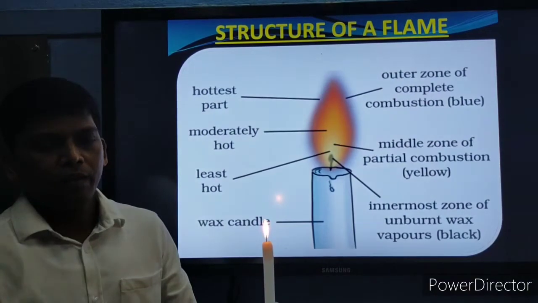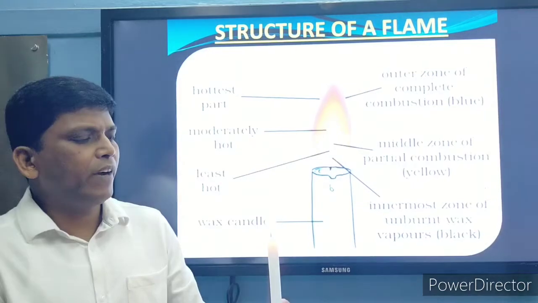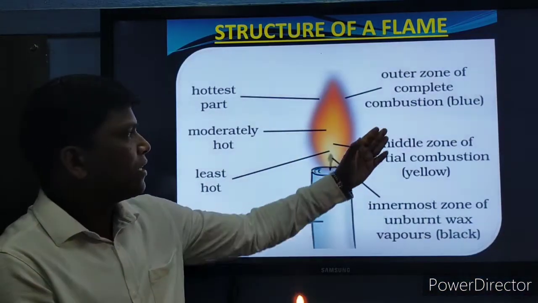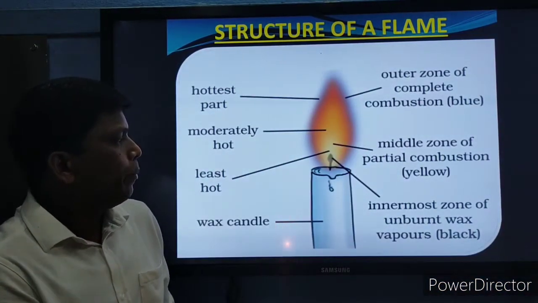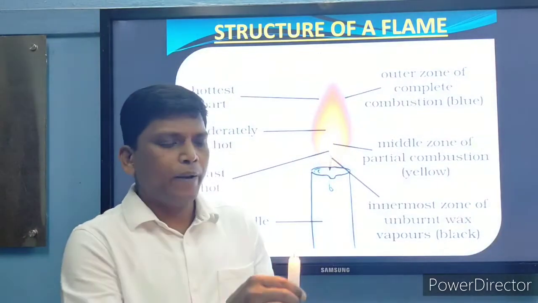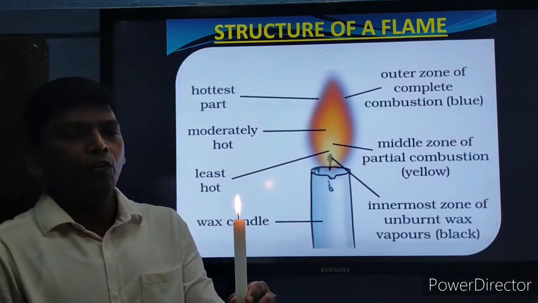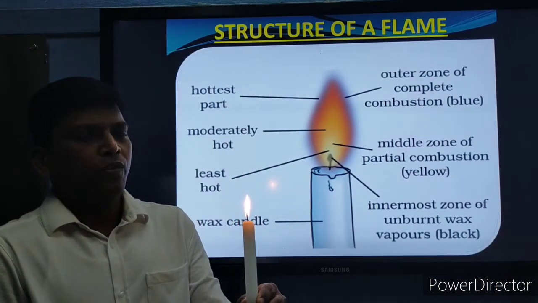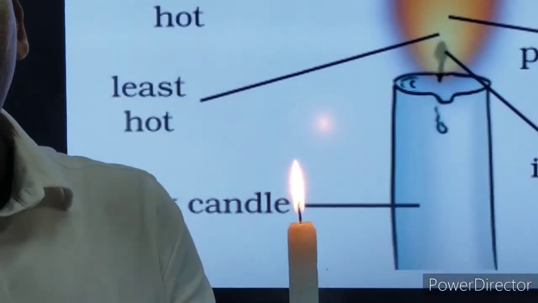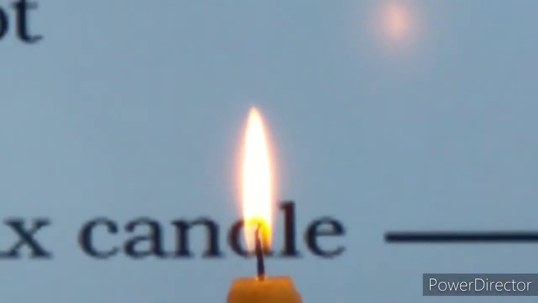So next is the structure of a flame. The flame can be divided into three parts or three zones. In the diagram you are seeing the outermost zone, the middle zone and the innermost zone. Actually, in the flame we cannot see the outermost zone, but we can feel it. It is the hottest zone, because in the outermost zone sufficient oxygen is present, that's why complete combustion takes place there.